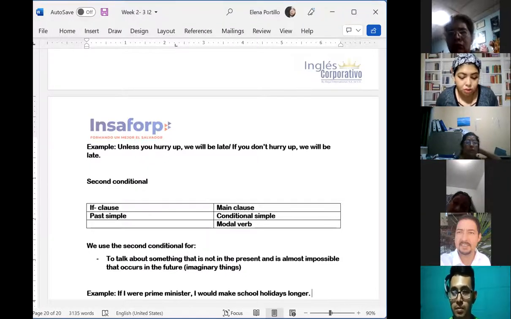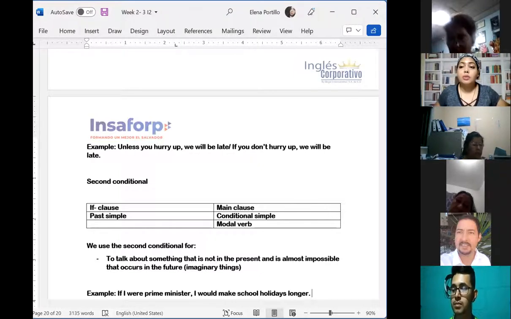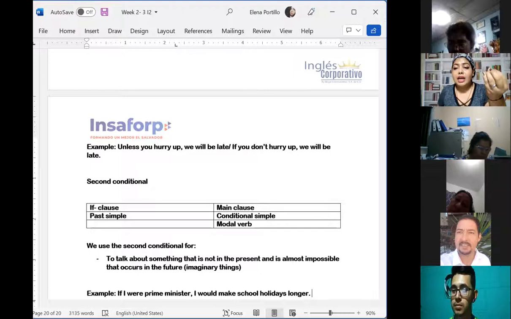Si fuera primer ministro, haría las vacaciones escolares más largas. Son cosas que podemos llegar a imaginar, podemos llegar a pensar, pero si no trabajamos por ello, as we were saying, we can have an idea, but if in that case we are not working for that idea, it is almost impossible to happen.